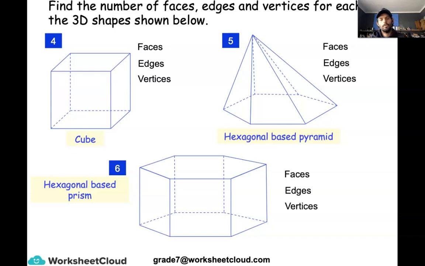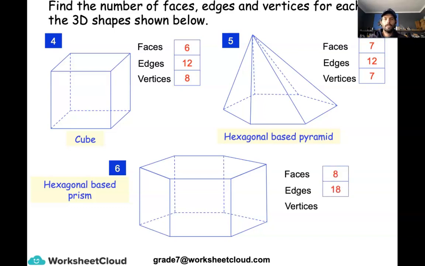Right, off you go. A cube, you should have 6 faces, 12 edges, and 8 vertices. The hexagonal-based pyramid is 7 faces, 12 edges, and 7 vertices. And then the hexagonal-based prism is 8 faces, 18 edges, and 12 vertices.